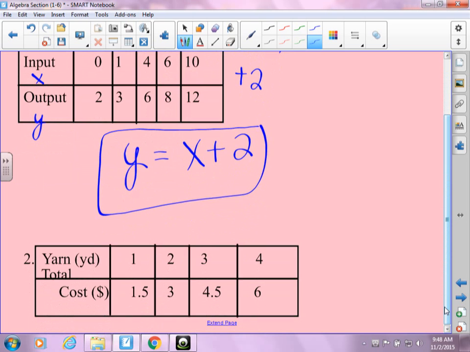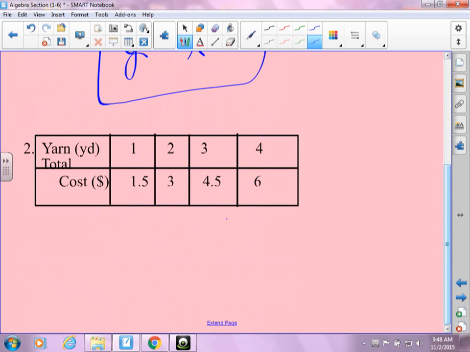Okay? Let's look at this next one. I'm going to let total yarn be M, and I'm going to let cost be N. I'm just throwing it out there. So I'm going to make this N equals, because that's my output. What do I do to my input to get my output? Yes? N equals M times 1.5. Okay, so you say I'm going to take this and I'm going to multiply it by 1.5. That's what you're saying. Let's take a look.